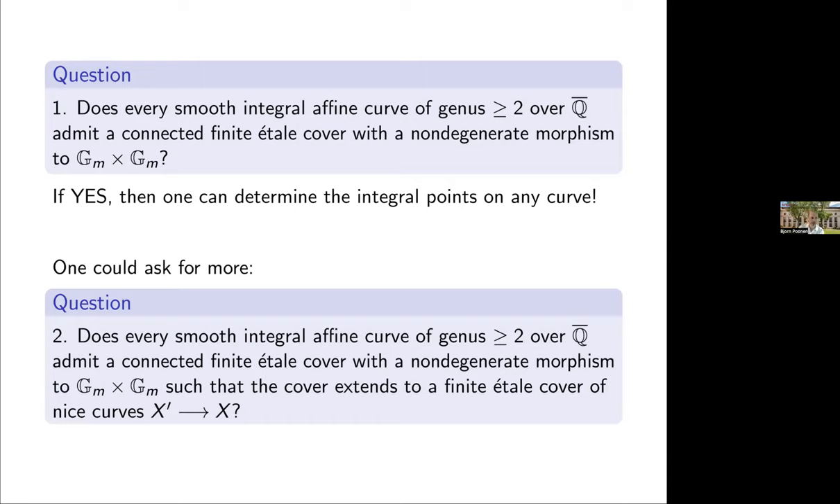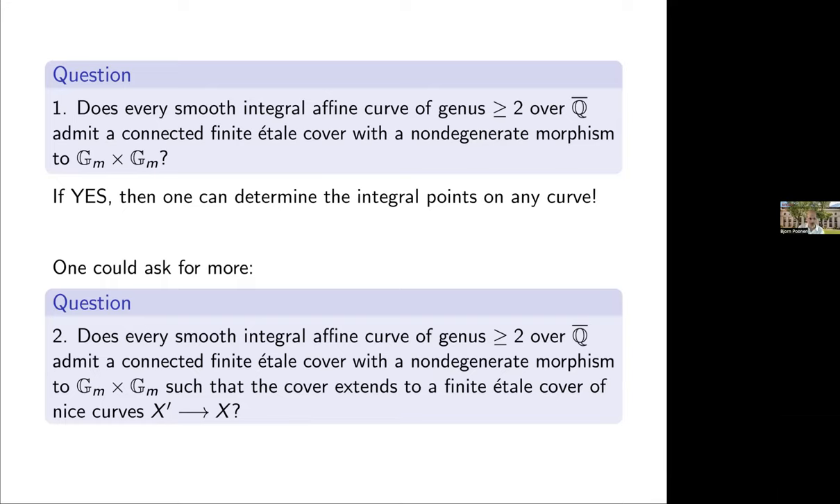And okay, so that's the most fundamental question we want to answer. We could ask for even more. We could ask for, it's the same question, except I want the finite étale cover to come from a finite étale cover of the projective curves, of the nice curves, as it did in the previous Baker-Coates method, where I actually started with a finite étale cover of the E, and then I just restricted it to the punctured curve. Okay, so these are the two questions that I want to study in the rest of my talk.